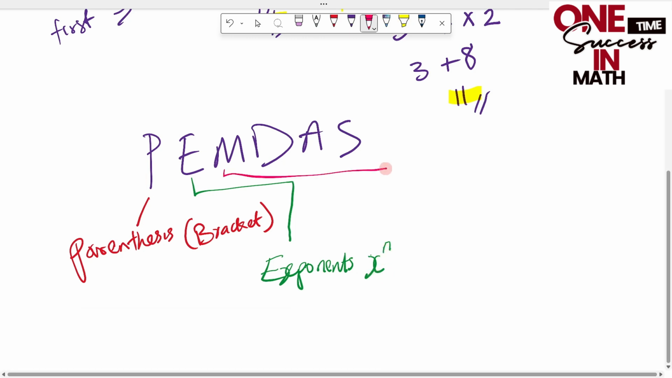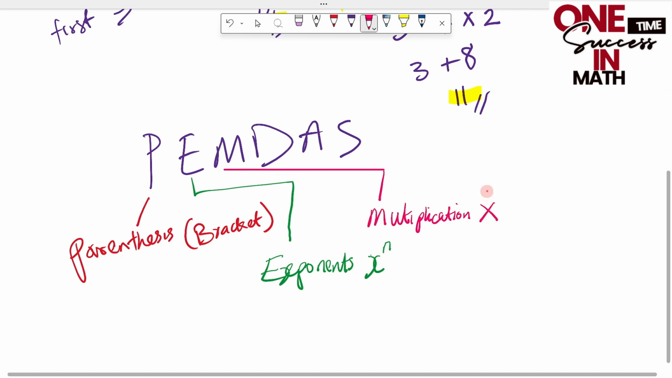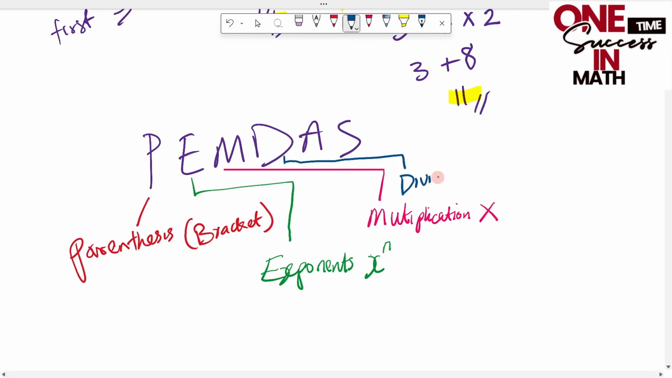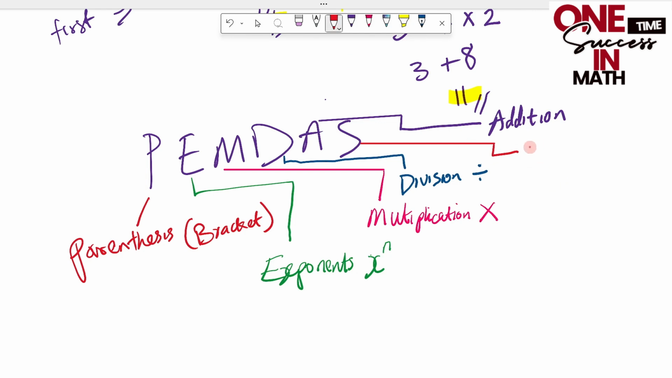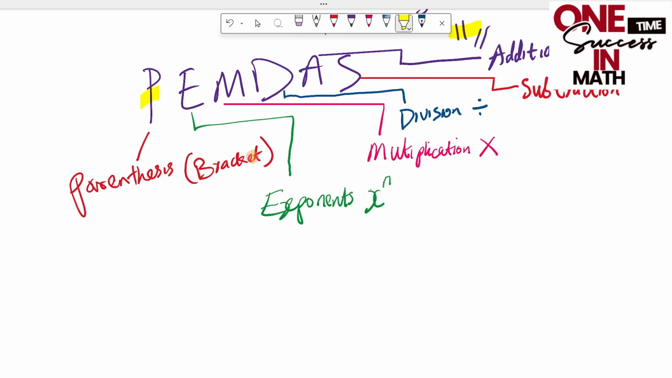The next letter is M. M stands for multiplication. Multiplication has this symbol, x. The next on our list is division, with this symbol. The next is addition. And the next symbol, S, is for subtraction. So this is what PEMDAS stands for. P for parenthesis, which is another way of saying bracket. E for exponent, anything that has a power or is raised to a certain exponent. M for multiplication, D for division, A for addition, S for subtraction. So we follow this order one after the other.